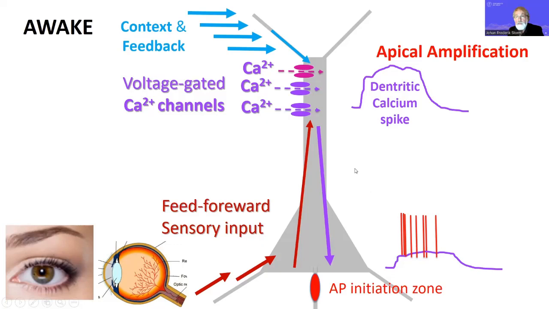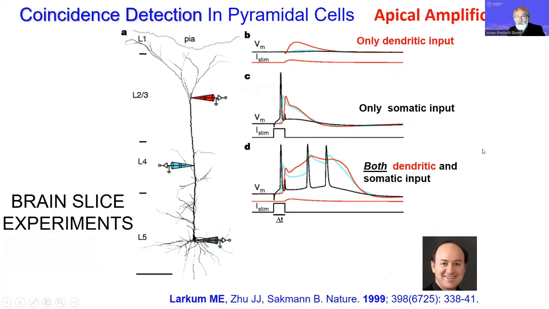And some of the evidence for that comes from this classical paper from Matthew Larkum, who worked with Bert Sakmann, published in 1999, where he, in an isolated layer 5 pyramidal cell, could measure and stimulate at different levels in the dendrites and soma. And he found that when he put in input only to the distal dendrites, the weak input there had no effect on the action potentials. If you put in a small stimulus in the soma, that also caused only a small response in the dendrites and soma.